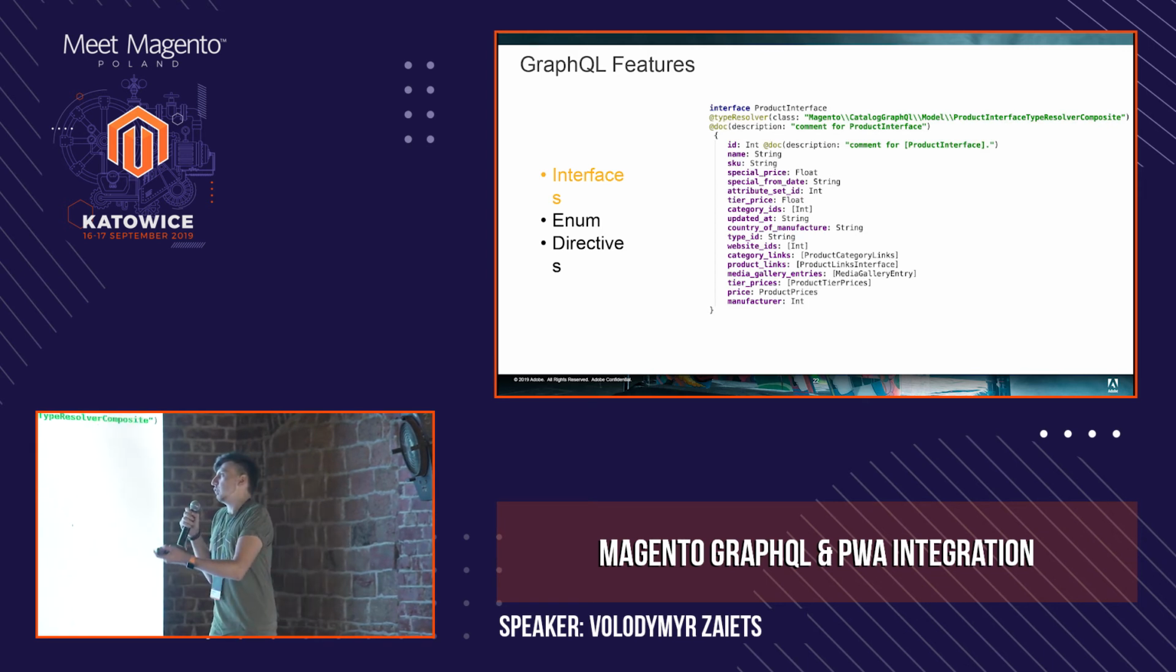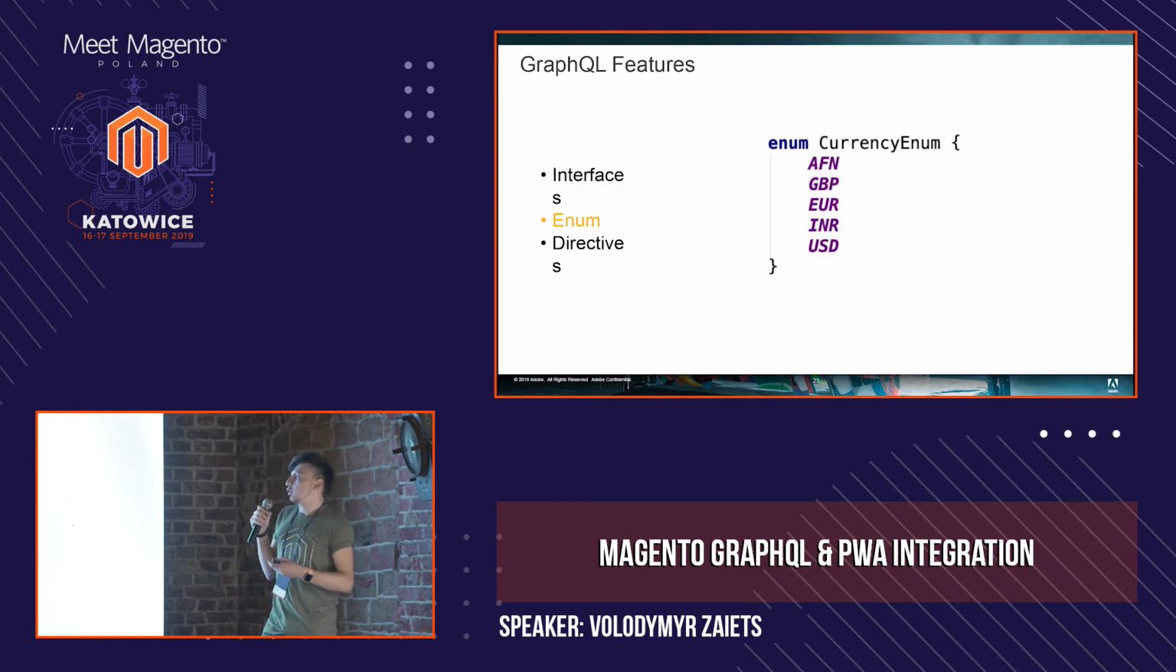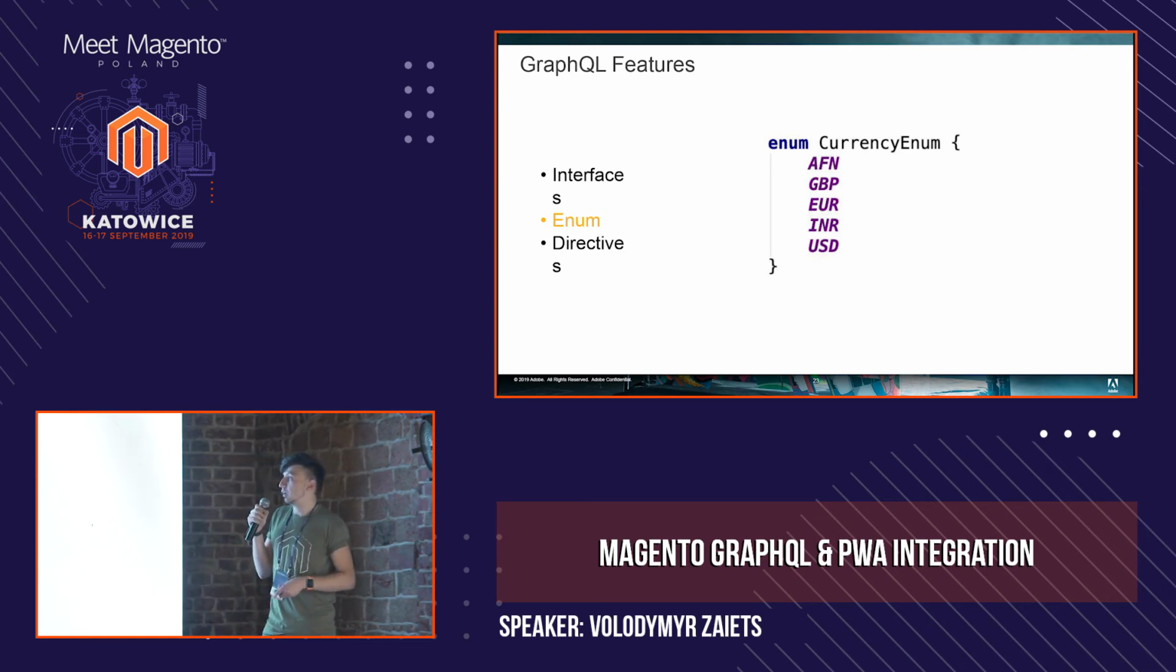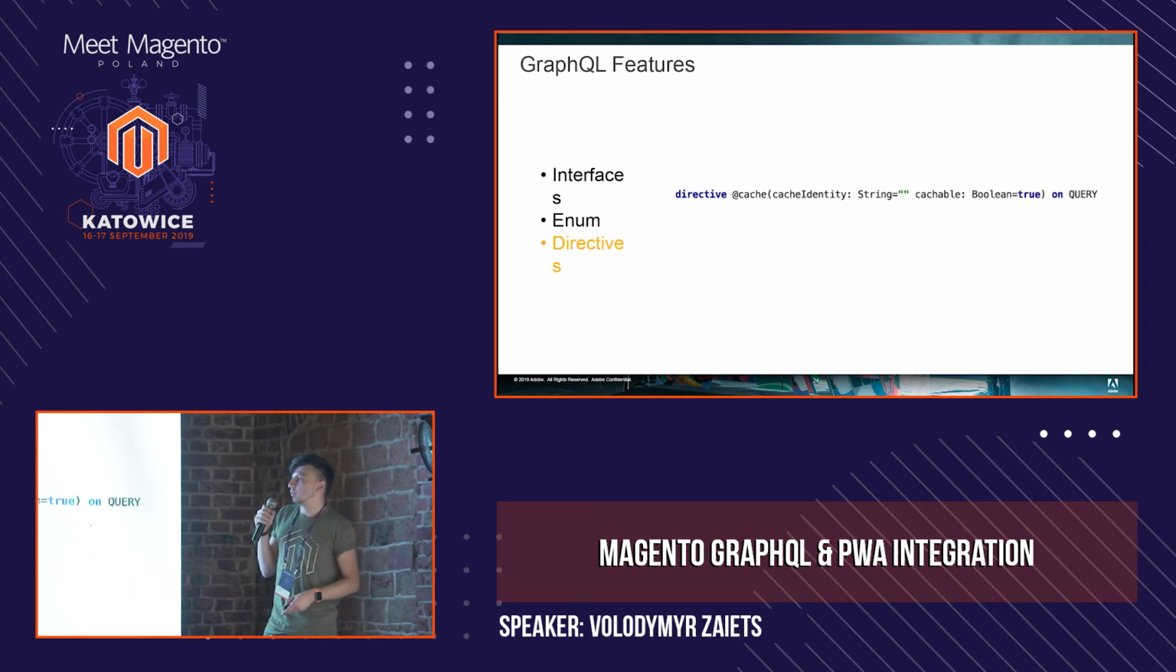GraphQL provides interfaces for our types and enum types, which represent a list of discrete values, and each enum type can return just one value. Directives give GraphQL the ability to change our response data depending on the parameters that we pass to our directive.